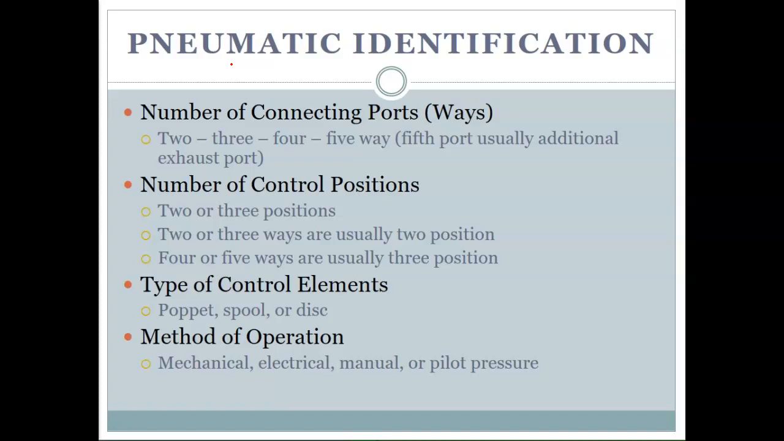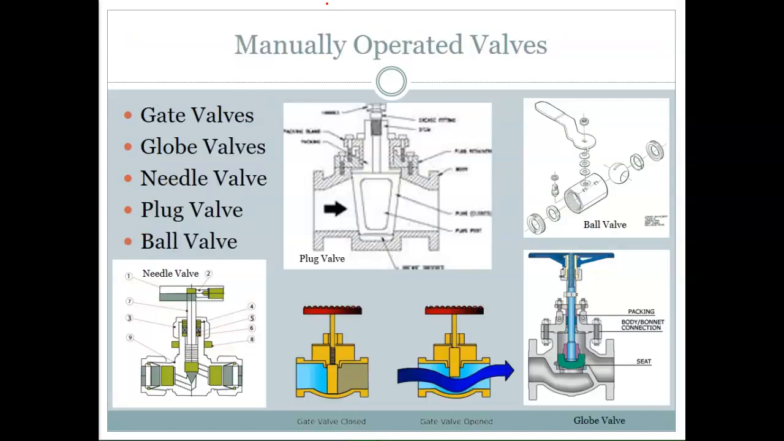Some of you might have heard me telling y'all that something was an air actuated 2.5. I'm sorry, 5.2. Air actuated 5.2, which means it's an air actuated 5-port 2-position. We'll talk about what all that means as we go.